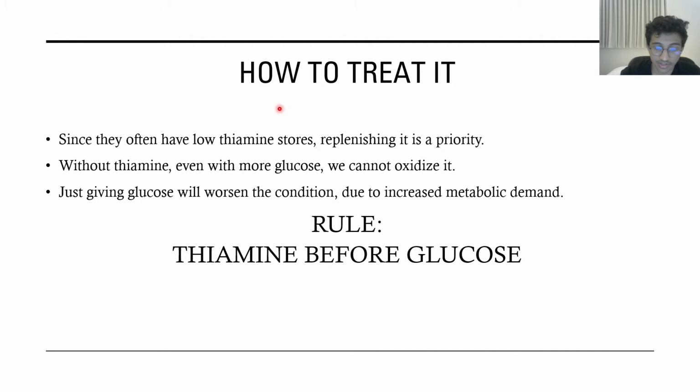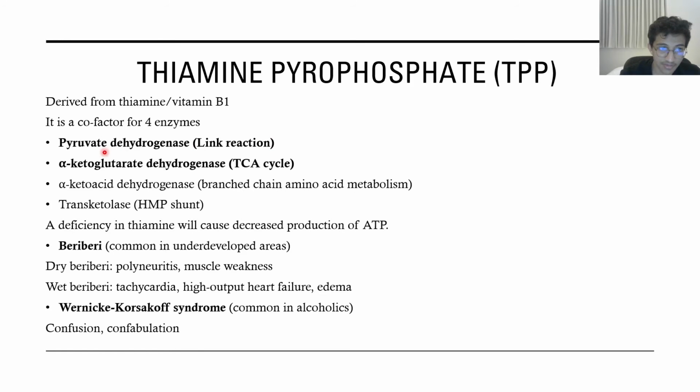Now, to treat thiamine or vitamin B1 deficiency, first we have to replenish the thiamine stores, because even if we give them more glucose, they can't oxidize it. So we have to give them thiamine first, and then we give them glucose, because if we just give them glucose, it will increase the metabolic demand, but the body cannot keep up because it doesn't have thiamine or vitamin B1, and the enzymes won't work.